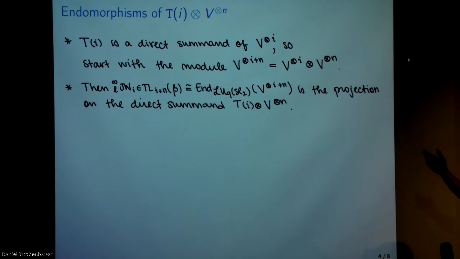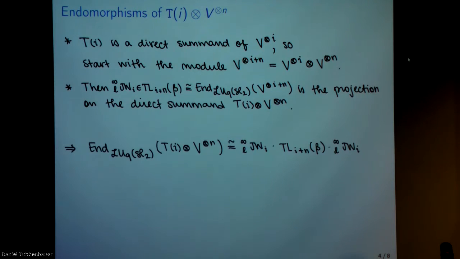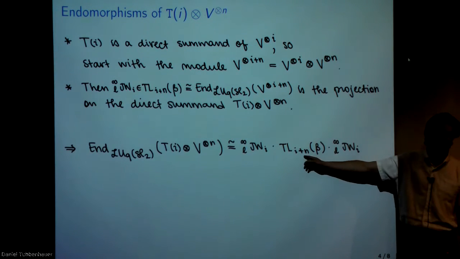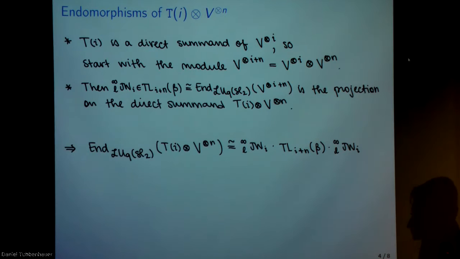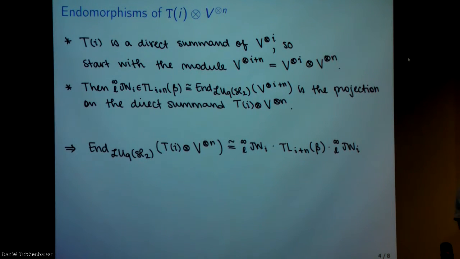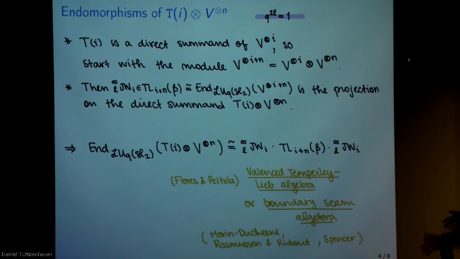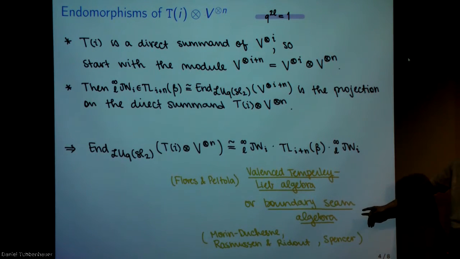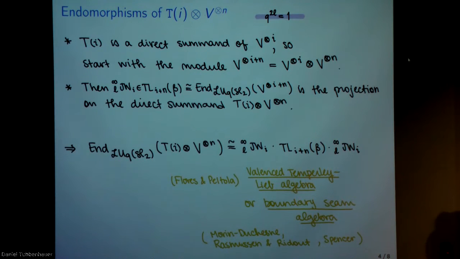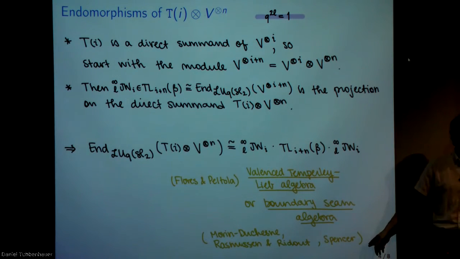And then we obtain this endomorphism algebra as some sort of sandwich algebra of TL i plus n by these LP Jones-Wenzel idempotents. And this gives an algebra that's already been studied and that already has names. So it can be seen either as a special case of the balanced Temperley-Lieb algebra or as some sort of generalization of the boundary seam algebras introduced by physicists. And so in these particular cases, this algebra has been studied by Robert Spencer.